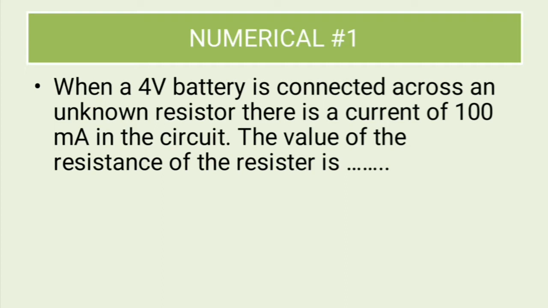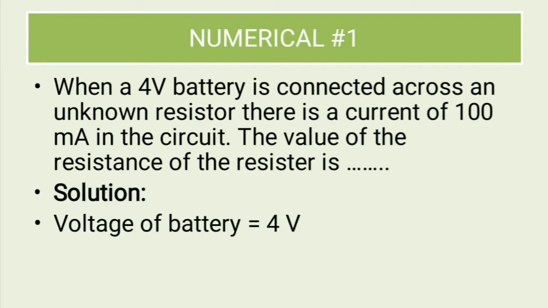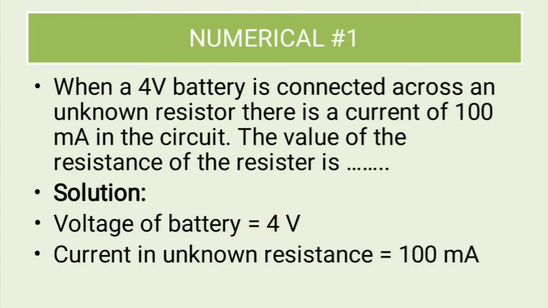So first step while solving any problem is to arrange the information that is already given. So they have given the voltage of a battery, so you have to write down voltage of a battery, 4 volts. And the second thing that they have given is current in the unknown resistance. That current is 100 milliampere.